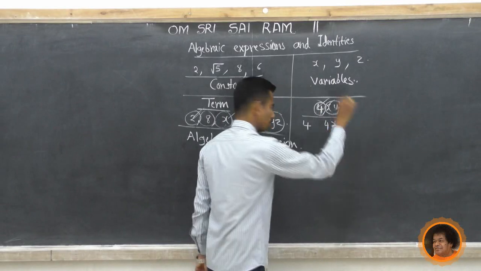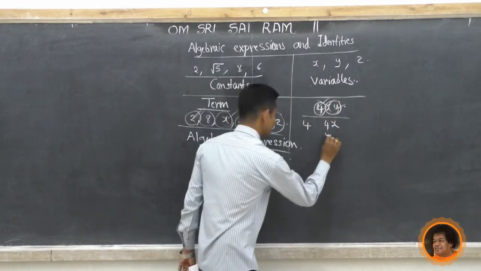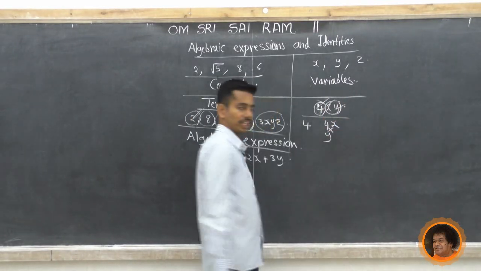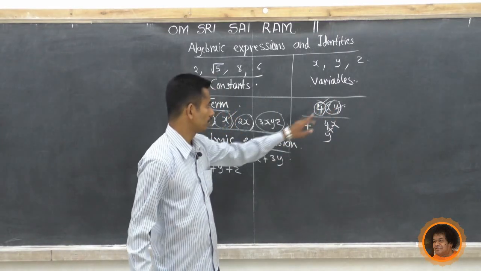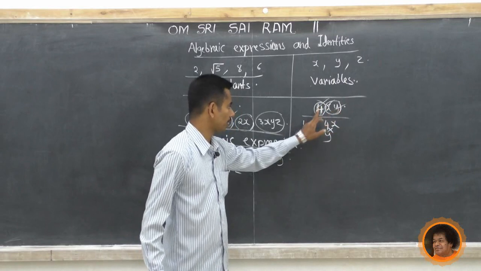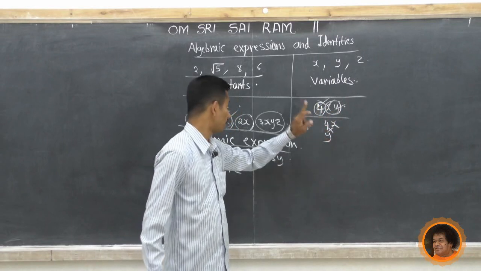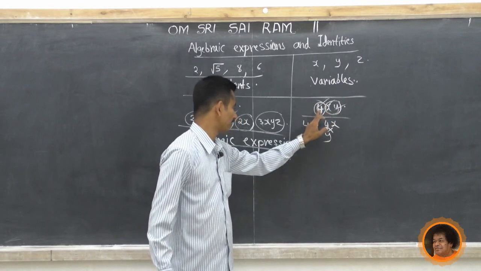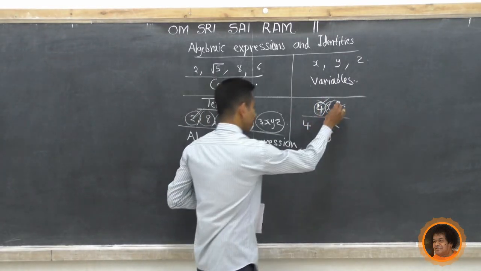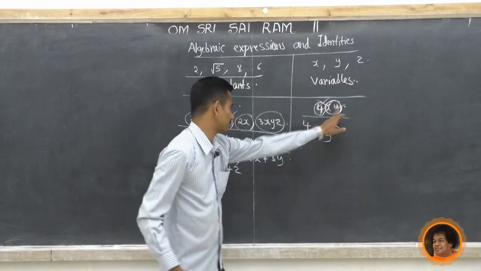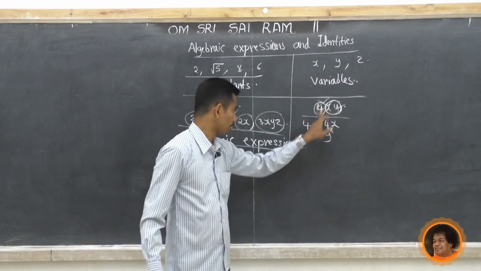Then what is the factor of 4x? y is the factor of 4x. So in 4xy, y is the factor of 4x. Then if you take xy, what is the factor of xy? 4 is a factor of xy.